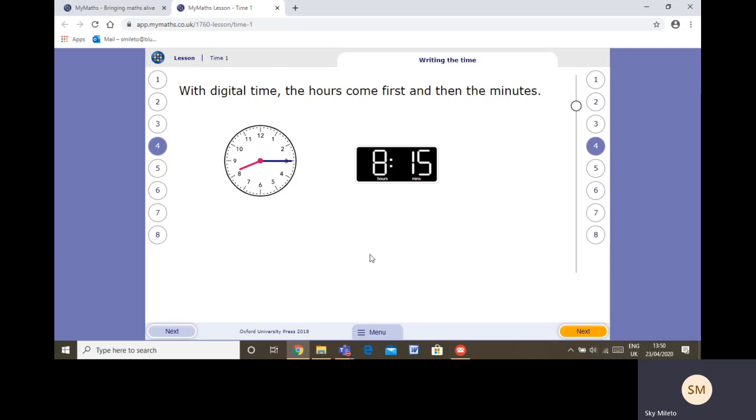However, with the digital time, we have the hours, then the minutes. Here we say 8:15, and here we might say quarter past 8. They're exactly the same time, but they're just shown in different ways, and you might say them in different ways.